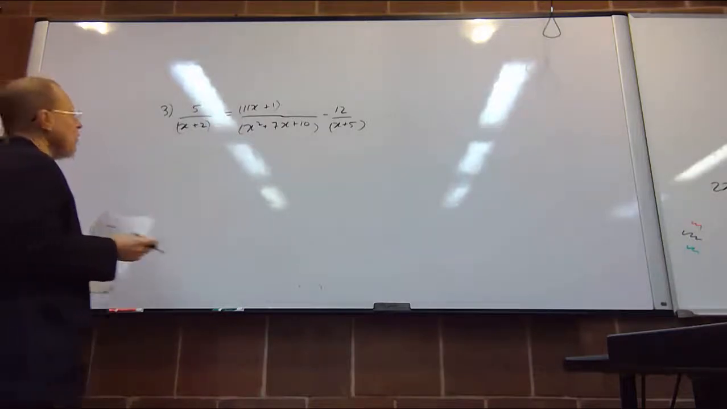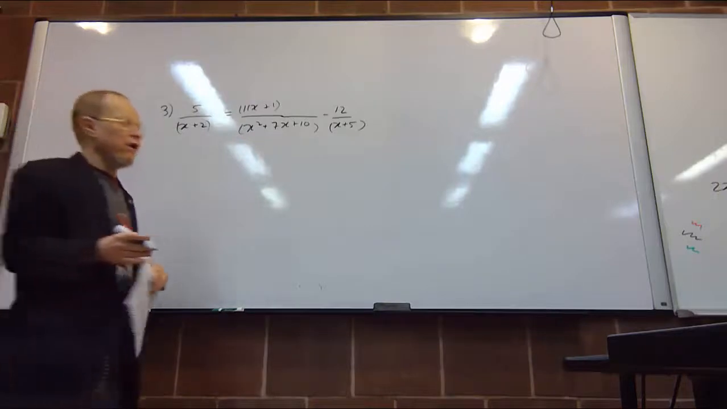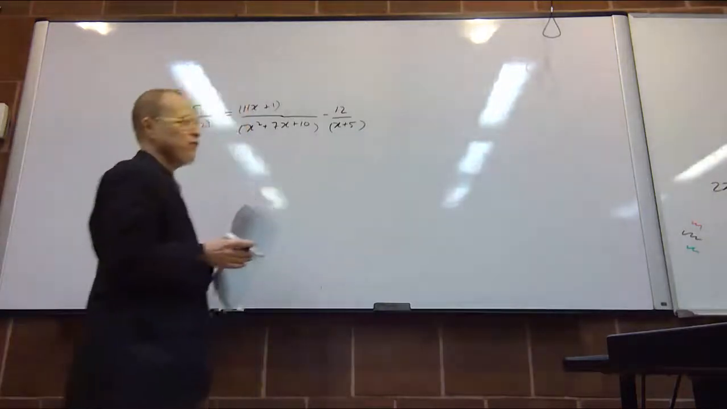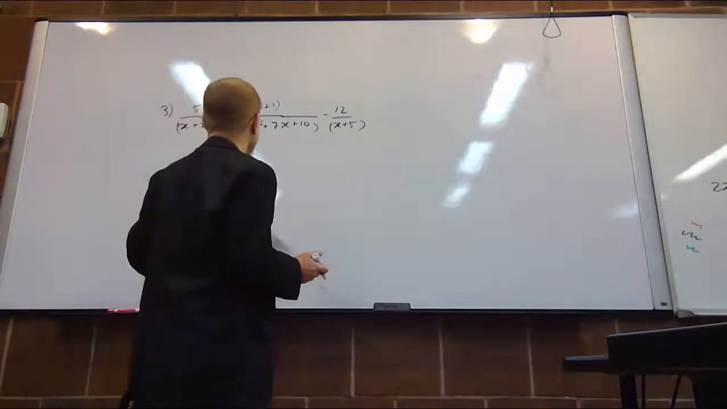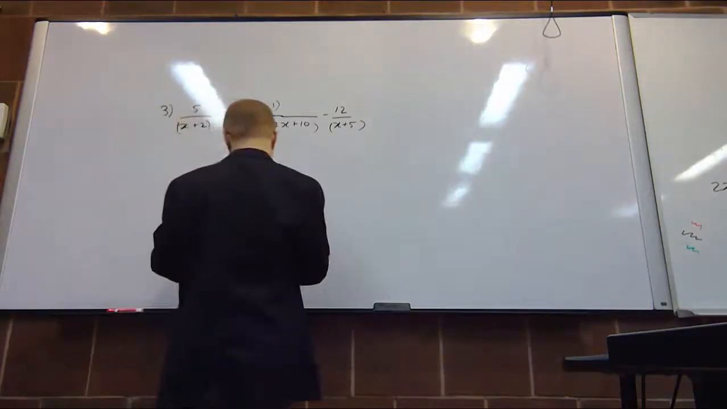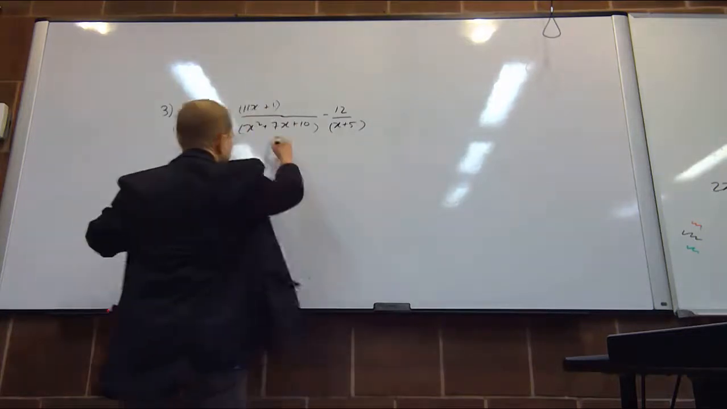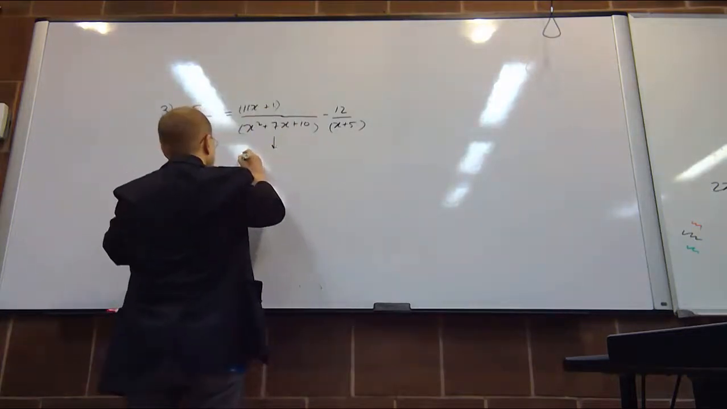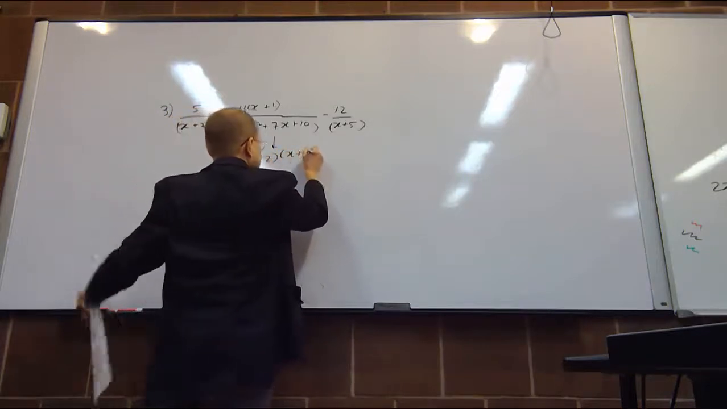And now, we know that, again, we're going to find the lowest common denominator. And again, we have to factor and list all the parts we have. So in this case, if we factor this here, we get x plus 2 times x plus 5.